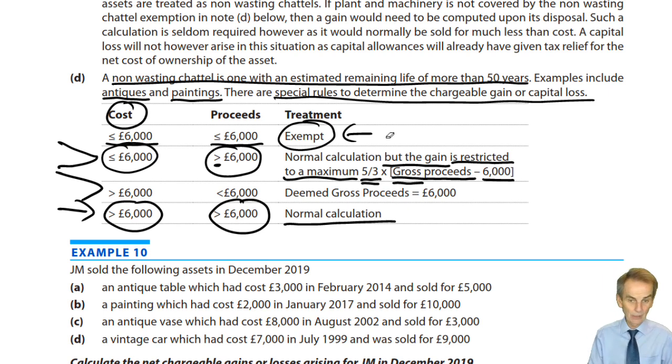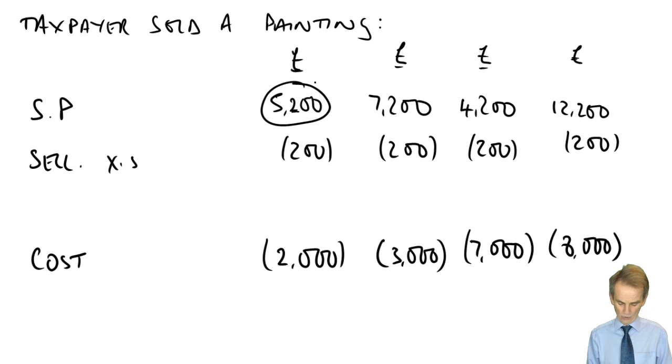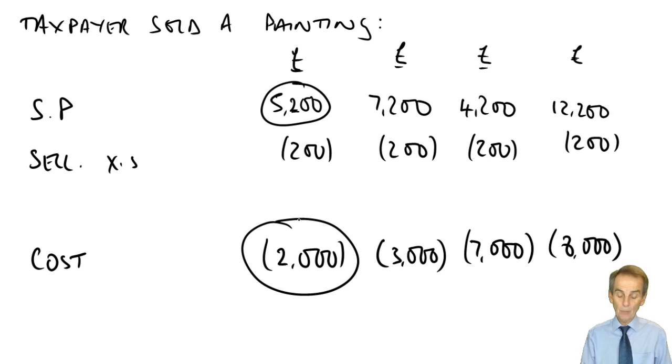Right, before we go any further, let's have a look at some examples and identify what the issues are based on our knowledge so far. We're told here taxpayers sold a painting, and I've given you different figures of proceeds and different figures of cost to look at the different scenarios that we have outlined. Okay, the first one, we sold for £5,200, our cost £2,000.